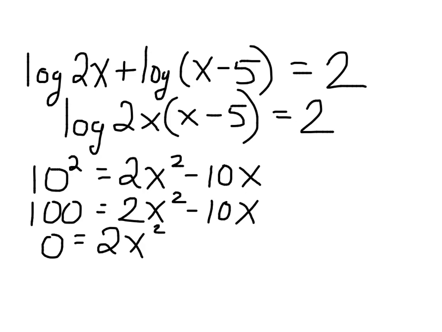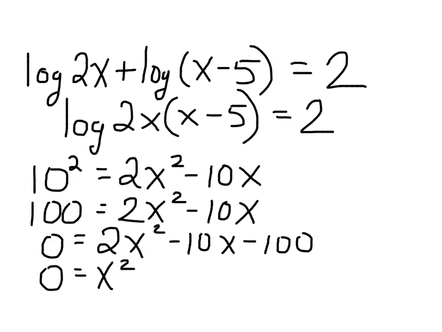So I get 2x squared minus 10x minus 100. Then, does anybody notice I can take any number out? I can take a 2 out of everyone. If I take a 2 out, that's the same as just dividing everything by 2. What's 2x squared divided by 2? Yay. What's negative 10x divided by 2?